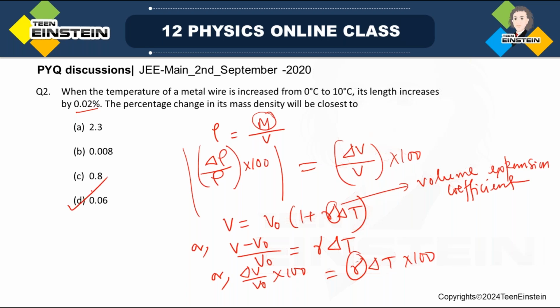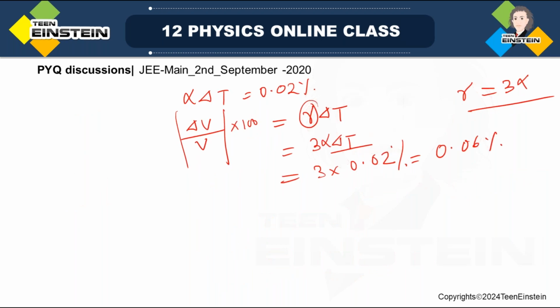So I hope guys you have understood this. The only trick was that you have to write gamma is equal to 3 alpha. So that is the point which is actually governing the whole numerical problem here. Okay. So all right. Now let us go to the next problem.